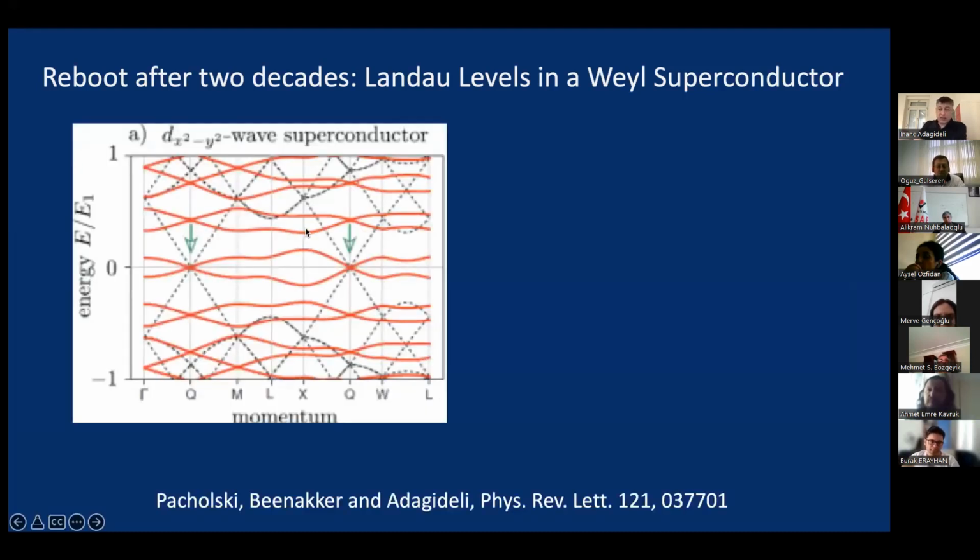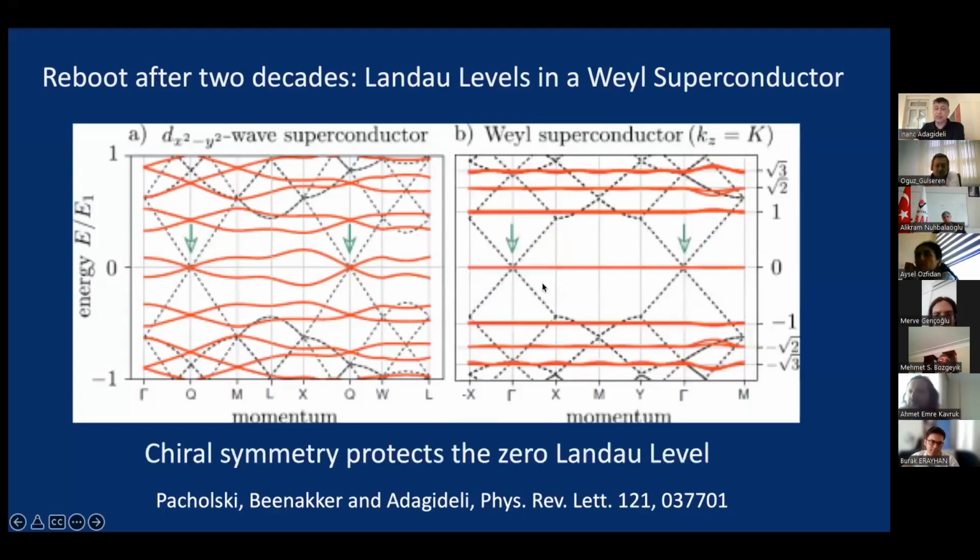So now, this is how it looked. This is the D-wave superconductor, and you saw these kinds of Bloch waves. Then if you do this in a Weyl superconductor, you would see this spectrum. The dotted lines are the unperturbed spectrum. Again, these are now not Dirac cones, these are Weyl cones, this conic spectrum in the unperturbed state.